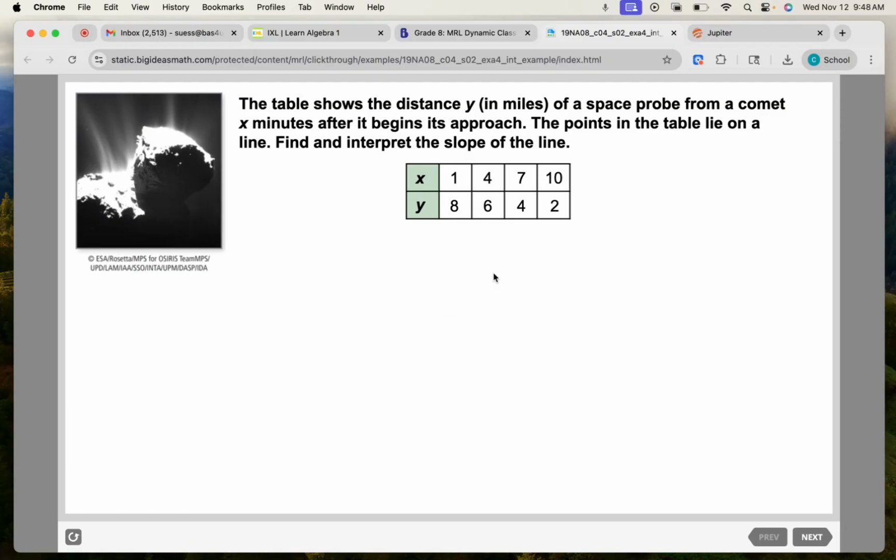No, it's okay. All right, and we're using a real life word problem. Surprise. The table, sometimes they're going to give it to you in a table, shows the distance in y, number of miles, of a space probe from a comet x number of minutes after it begins its approach. The points in the table lie on a line. Find and interpret the slope of the line.